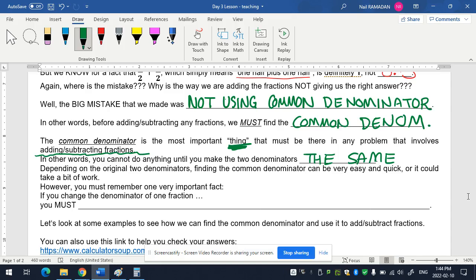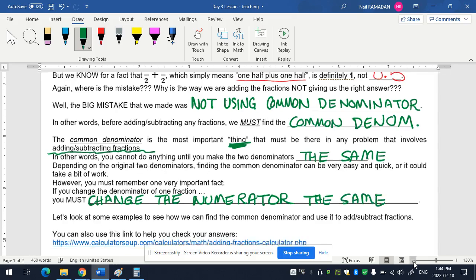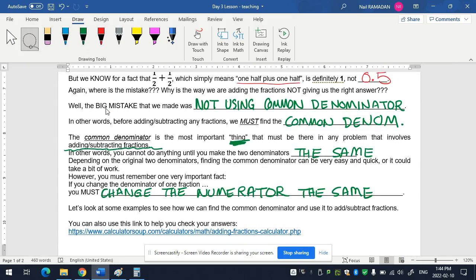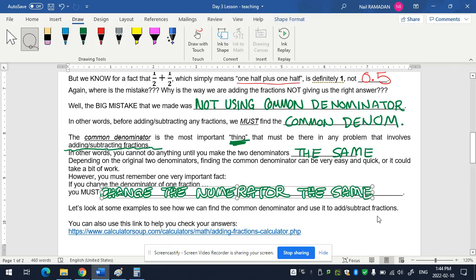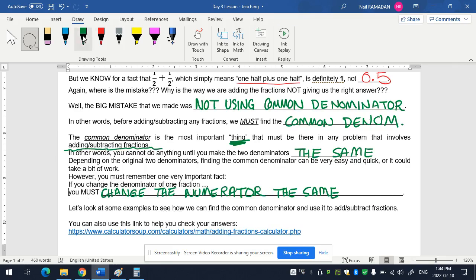However, just remember one very important fact. If you change the denominator of one fraction, you must change the numerator the same way. This is important, and it happens to be one of the common mistakes that people make, that they don't change the numerator the same way. I'll show you what I mean in a couple of minutes.